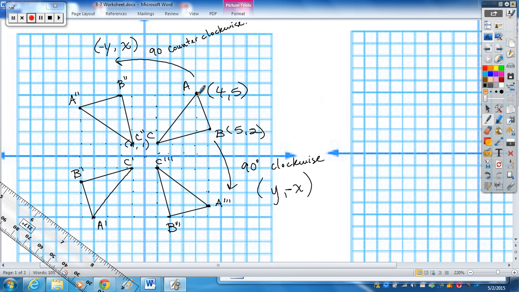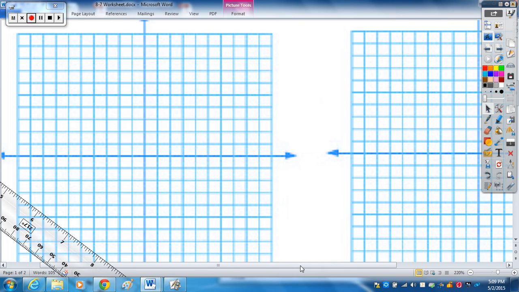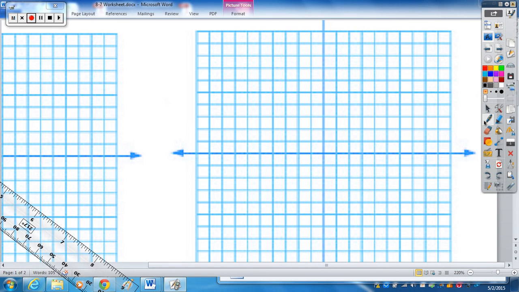Looking at number 6, let's do that one real quickly here. As you look at number 6, if I were to graph that, you have L, which is at -3, 2. M is at 2, 1. And then N is at 0, -2.